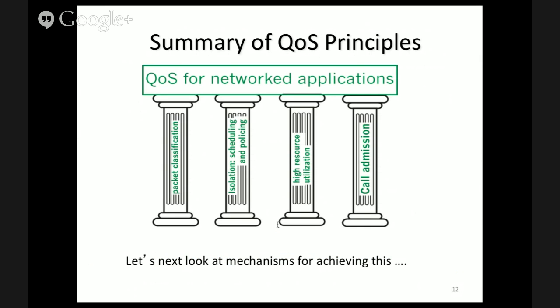So, summarizing, we have these 4 principles for quality of service over communication networks: packet classification and marking, isolation, policing and scheduling, high resource utilization, and call admission. And in the next class, we will be looking at the mechanisms for achieving this.